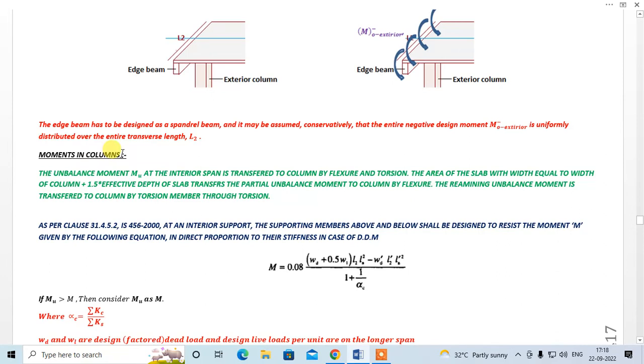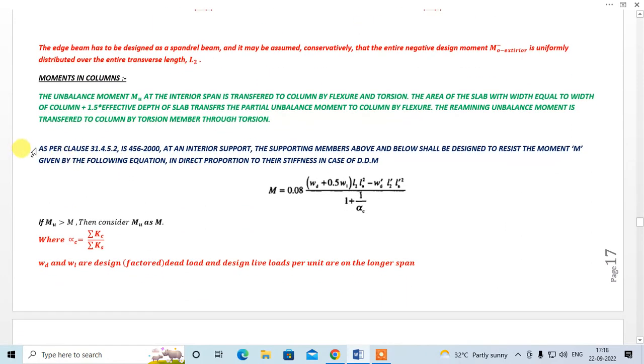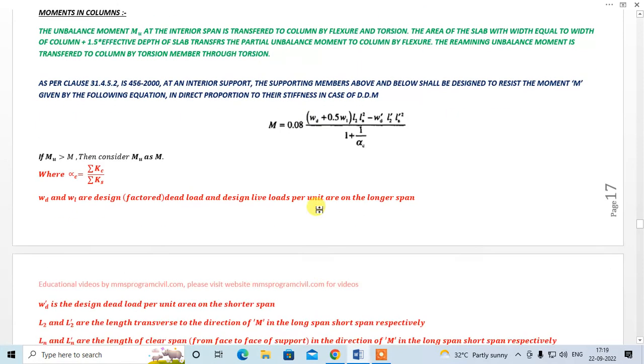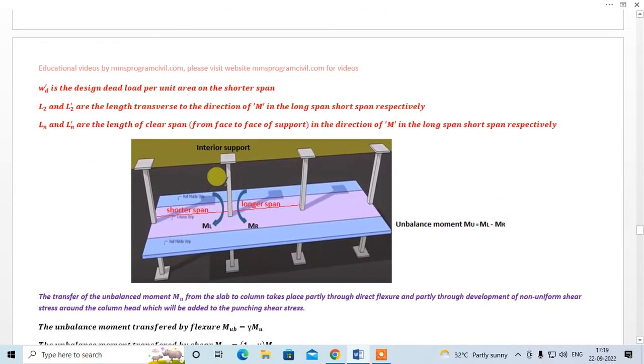Okay, fine. So one is the unbalanced moment Mu, which we got from the analysis. Code has given another formula. As per clause 31.4.5.2 of IS 456 2000, at an interior support, the supporting member above and below shall be designed to resist the moment M given by the following equation, in direct proportion to the stiffness in case of DDM. Okay, so this is your interior column, right? This clause is for the interior column, okay.